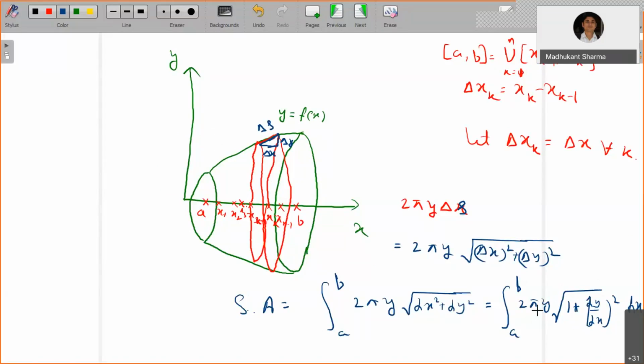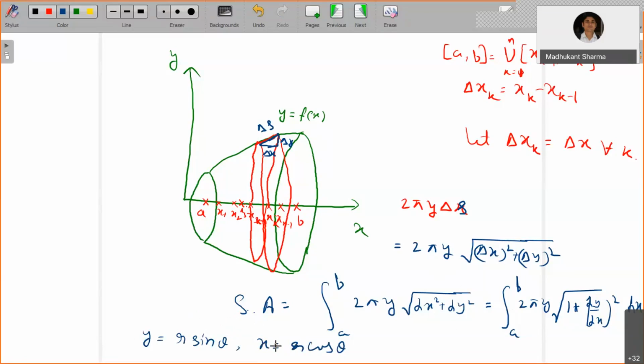Now you can write the formula in polar form. Polar form says that x equals r cos theta, y equals r sin theta. So you can replace y by r sin theta, and you can certainly replace dx square plus dy square by dx by d theta whole square plus dy by d theta whole square, and you take d theta. So you can certainly get the polar form from there, by substituting y equals r sin theta and x equals r cos theta. This is for polar form.